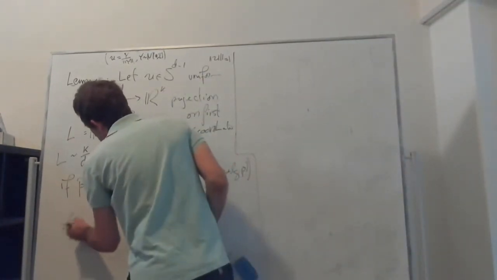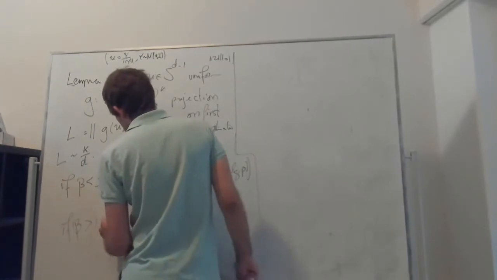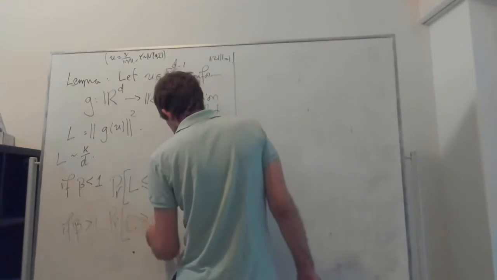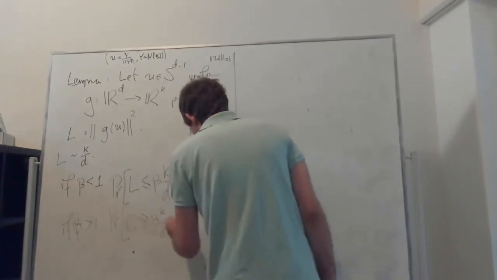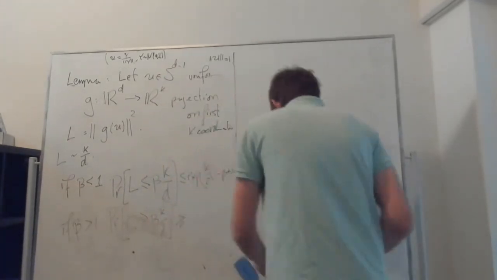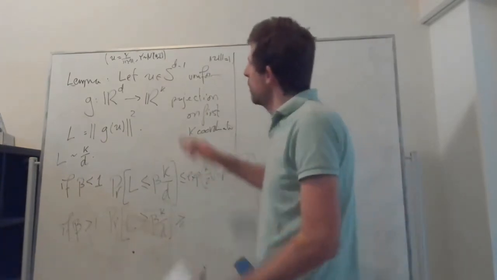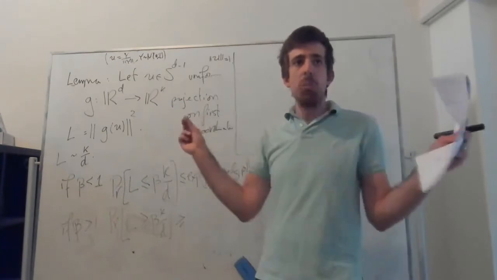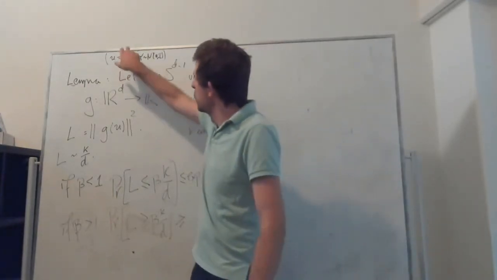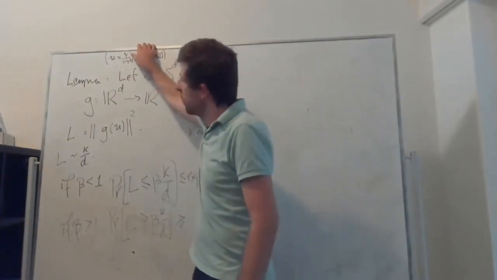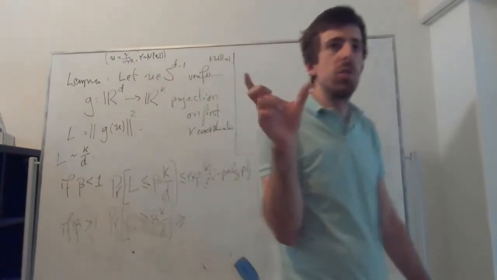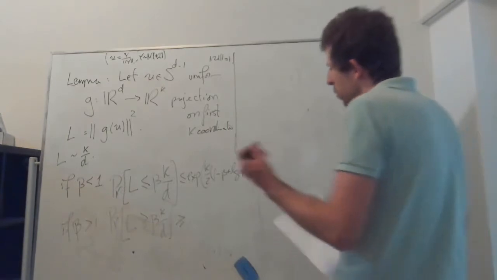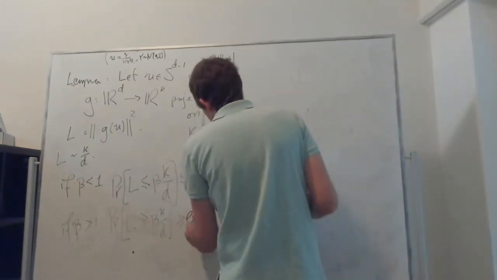So if beta is bigger than 1, you get the probability that L is bigger or equal than beta k over d. And the proof of this is very simple. If you think of this as just Gaussian vectors, it's just comparing the norm of the first k Gaussians squared compared with the norm of all the other Gaussians squared. And so then you get this essentially right away.